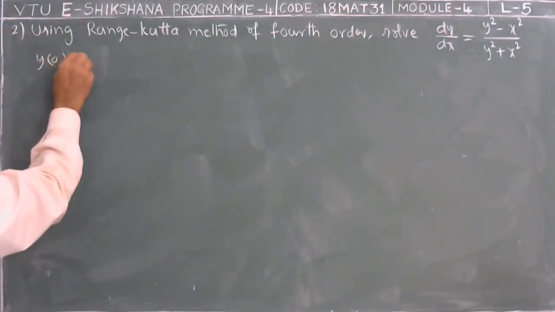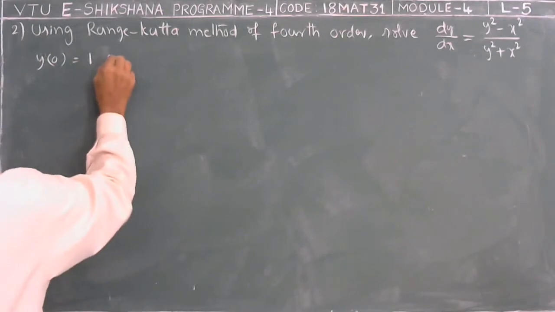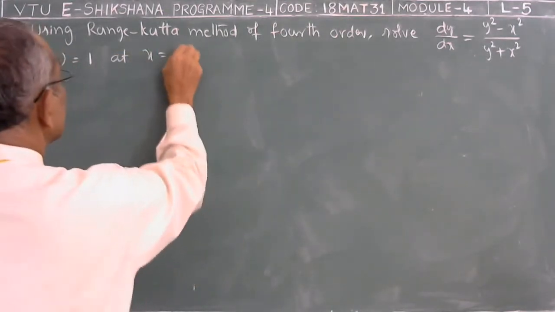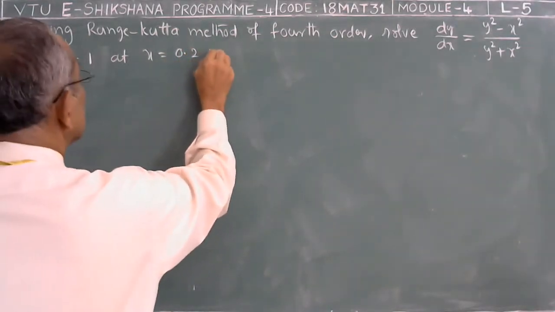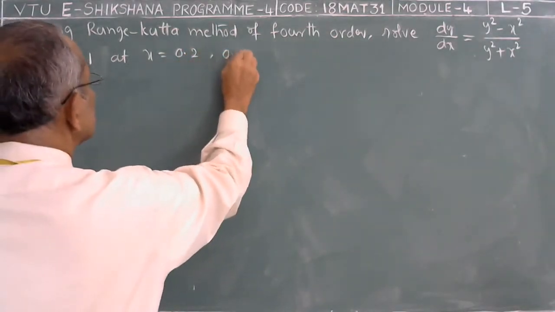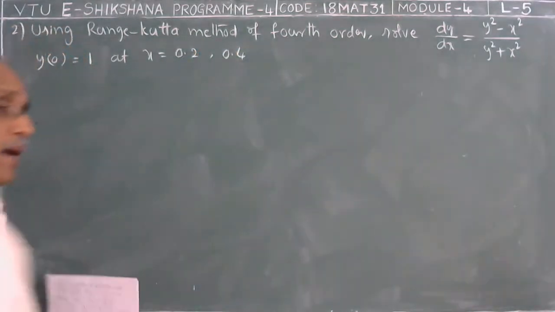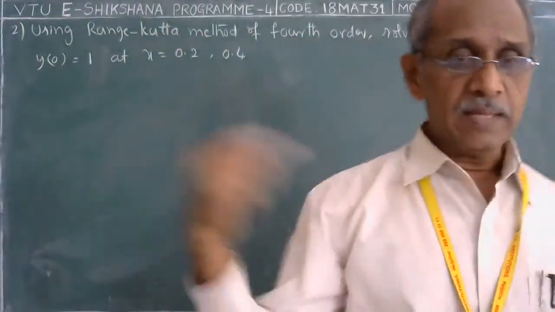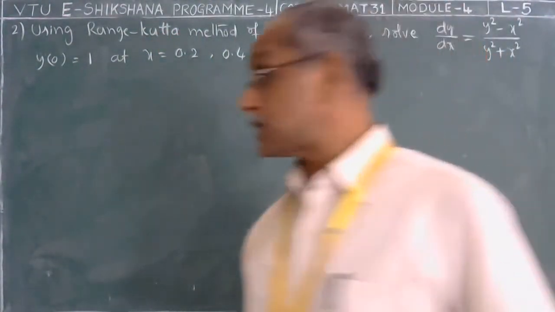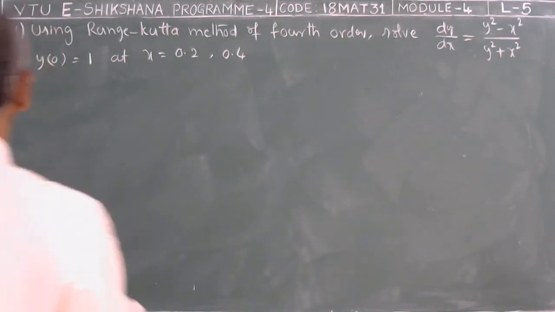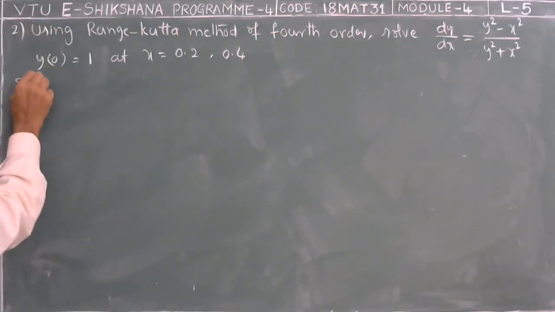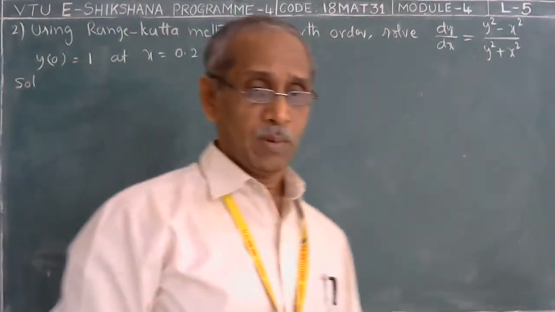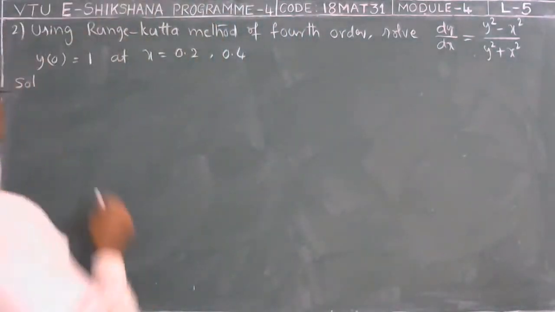Y of 0 is equal to 1, and x is equal to 0.2. So here I have to calculate the value of y at x equal to 0.2. So this is a single step. Now the solution part: it is always good to write what is given in the problem, that is, listing the data.